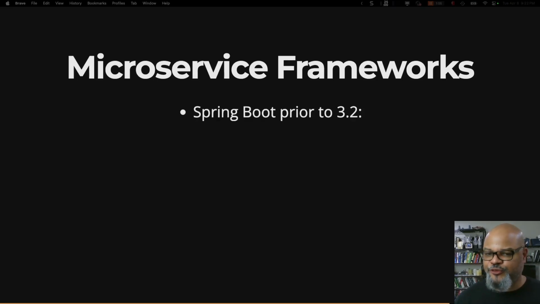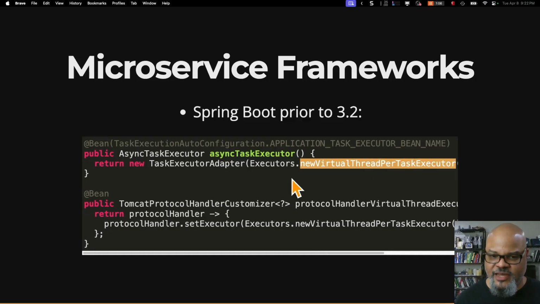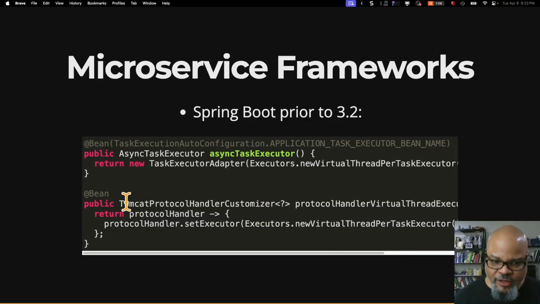And for Spring Boot, if you're using an older version of Spring Boot, like 3.1.x or earlier, you can add support by using the task executor. So basically, by overriding the executor that Spring uses. This is an example of what you do if you're using Tomcat for your web server, but you could be using something else.